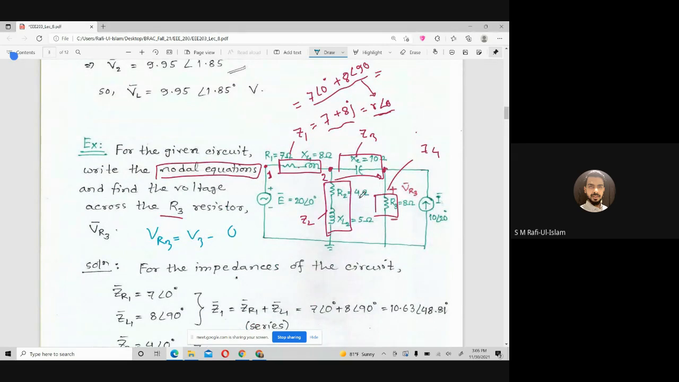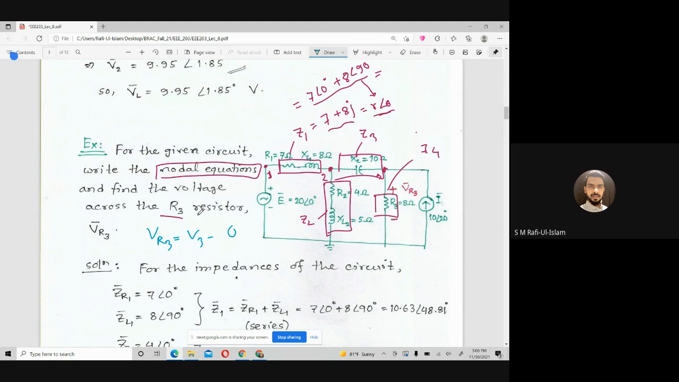Or if I ask you to solve using loop analysis or mesh analysis, we must follow the KVL. Or if I ask you to use source transformation, then we need to check whether a voltage source is connected in series with an impedance. Then we can perform a source transformation, meaning a voltage source will be converted into a current source, or vice versa.